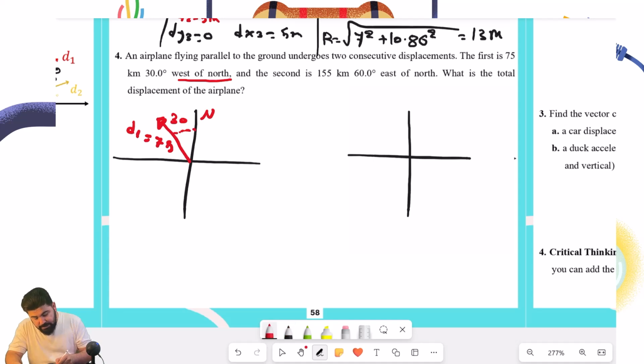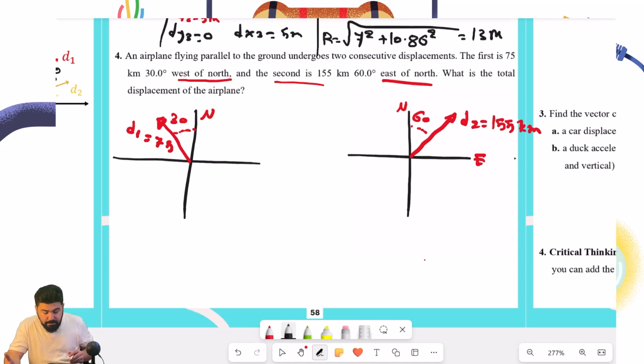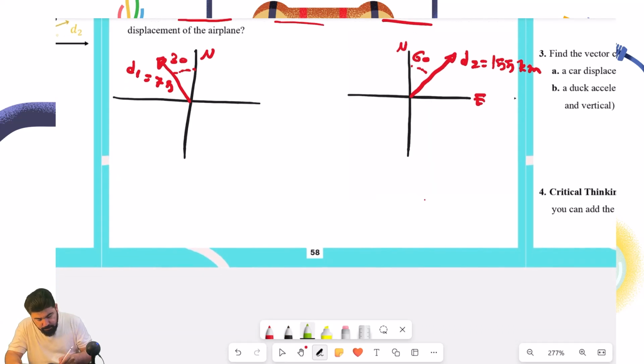Now the second displacement is 155 kilometers at an angle east of north. So this is east, this is north. Again, the angle is made with north, so this is 60. d2 is equal to 155 kilometers. Okay, now let's just analyze this into two components.